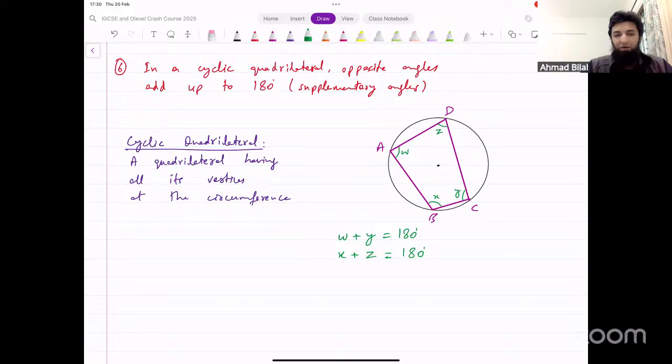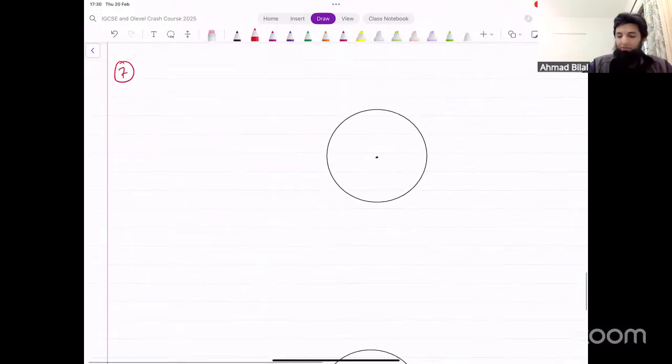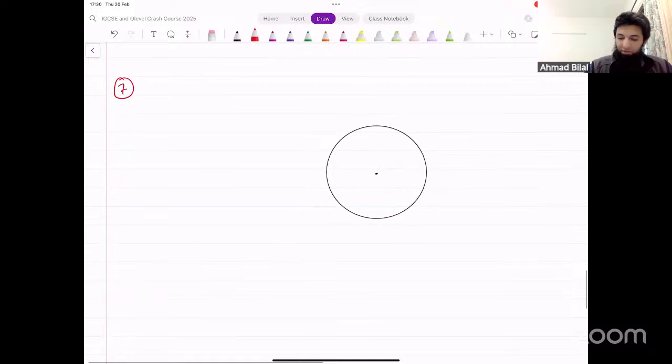So if you have any quadrilateral in a circle, any cyclic quadrilateral, the opposite angles will always add up to 180 degrees. Okay, that was the sixth one. Let's move on. Now, this is a very important one, used quite a lot.